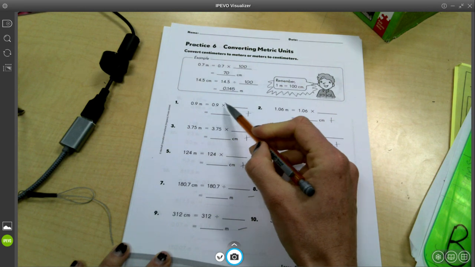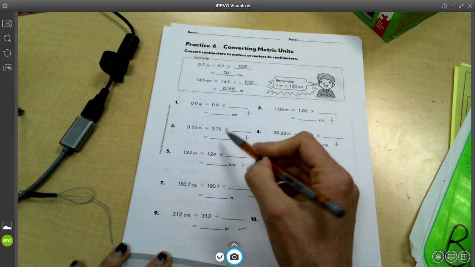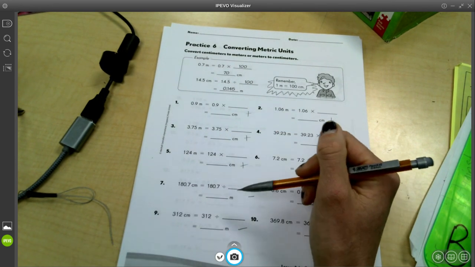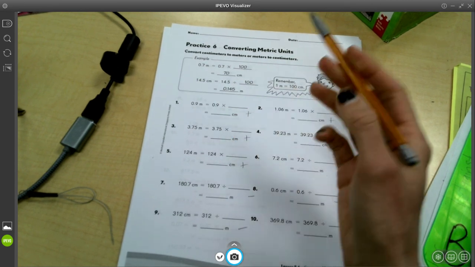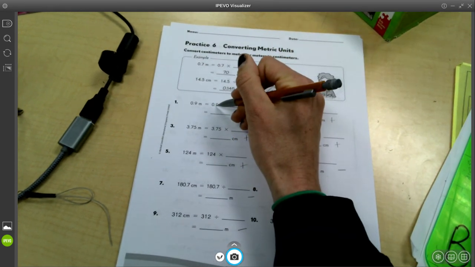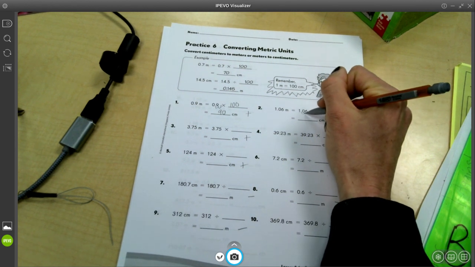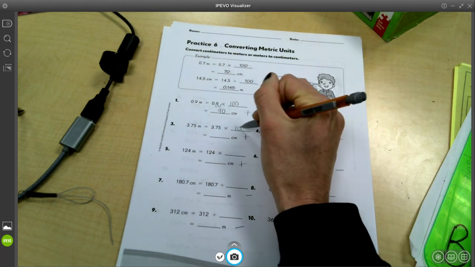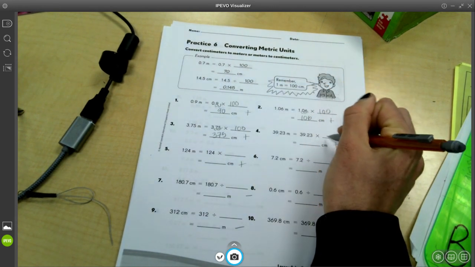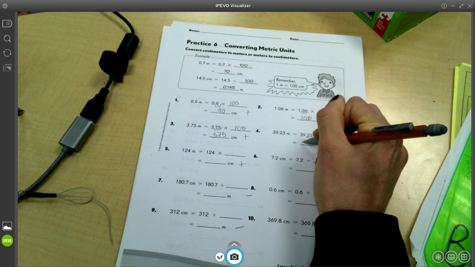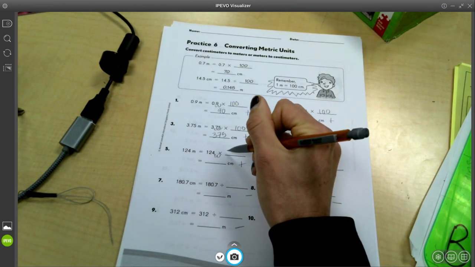I can see that we have multiplication and division here, but I'm just noting that for myself. So my answer should have more centimeters than I have meters. I'm timesing by 100, moving over twice. 90, timesing by 100, moving over twice. 106, by 100, moving over twice. 375, timesing by 100, moving over twice. 3923, timesing by 100.